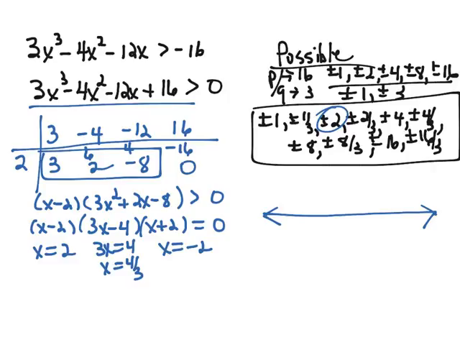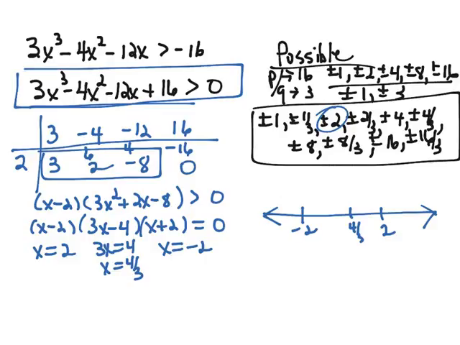So I'm going to take each one of these numbers, and I'm going to place these zeros on the number line, from smallest to largest, so -2, 4/3, and 2. And then I'm going to do what I did on the last example. We're going to find a number in each interval, plug it back into our inequality that we have set greater than 0 to see if it's positive or negative.